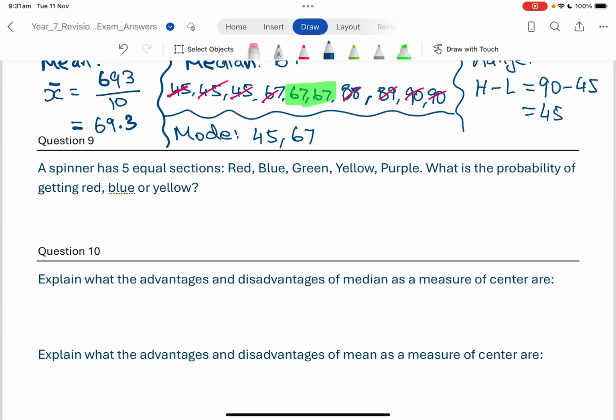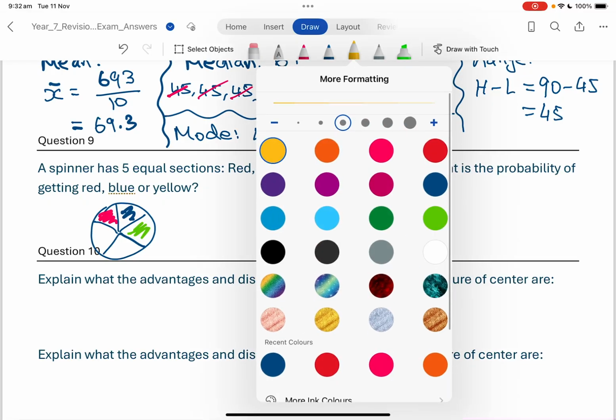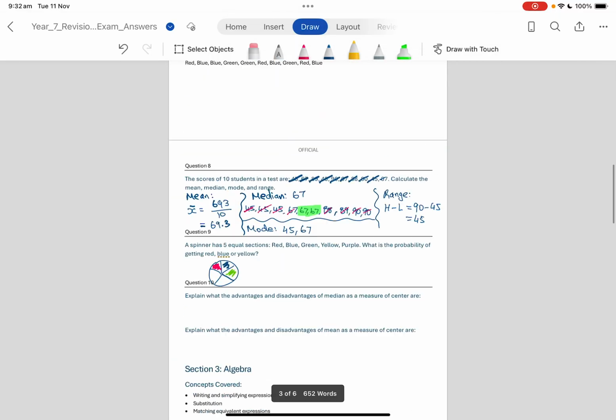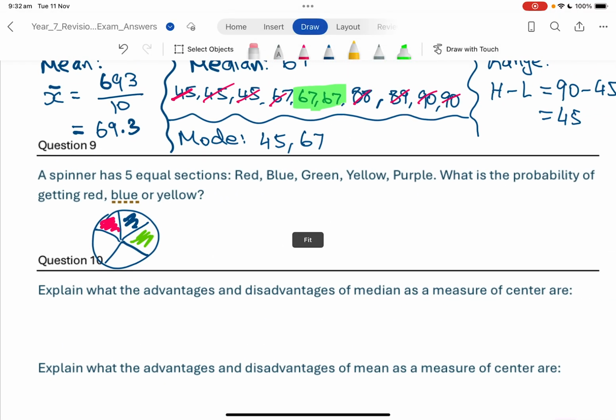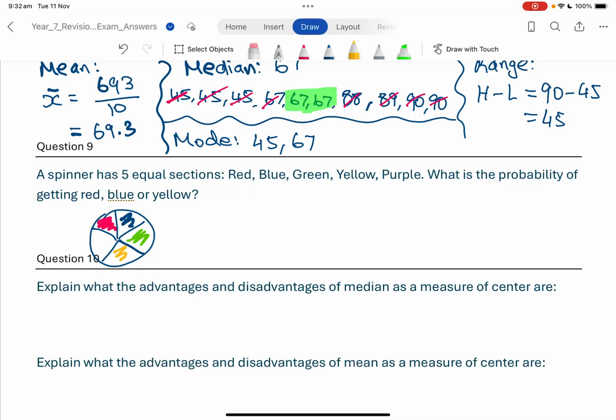All right. We've got a spinner with 5 equal sections, which I will struggle to draw for you guys. 1, 2, 3, 4, 5. So I know they're not even, but there's 5 sections there. We've got a red section. We've got a blue section. We've got a green section. We've got a yellow section and we've got a purple section.